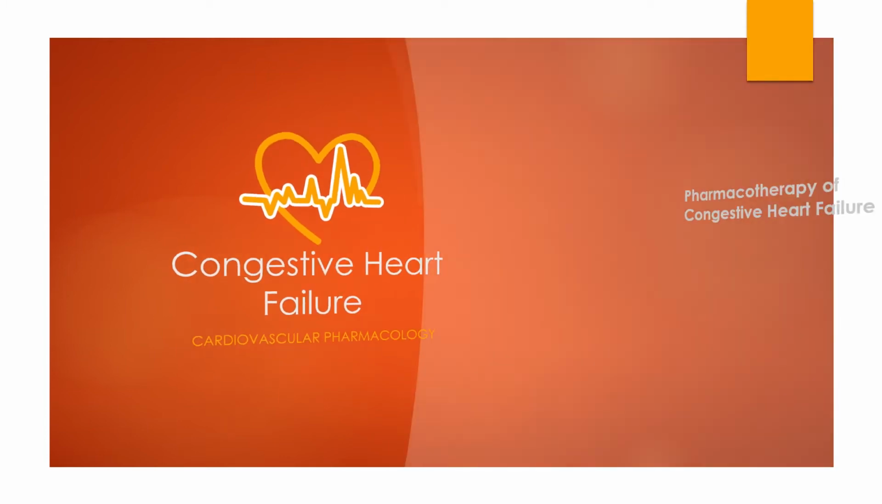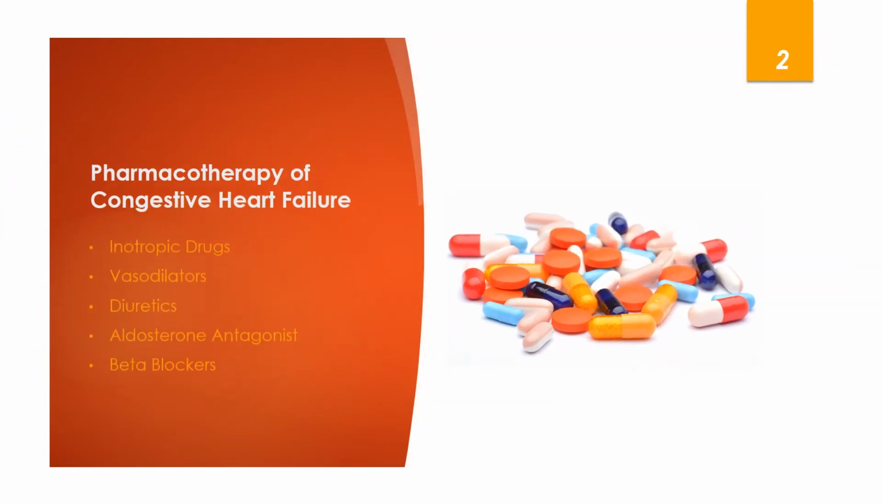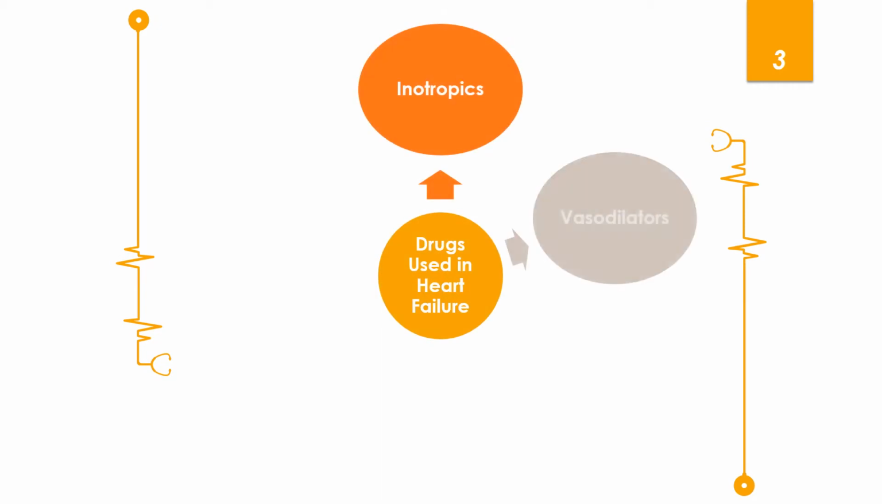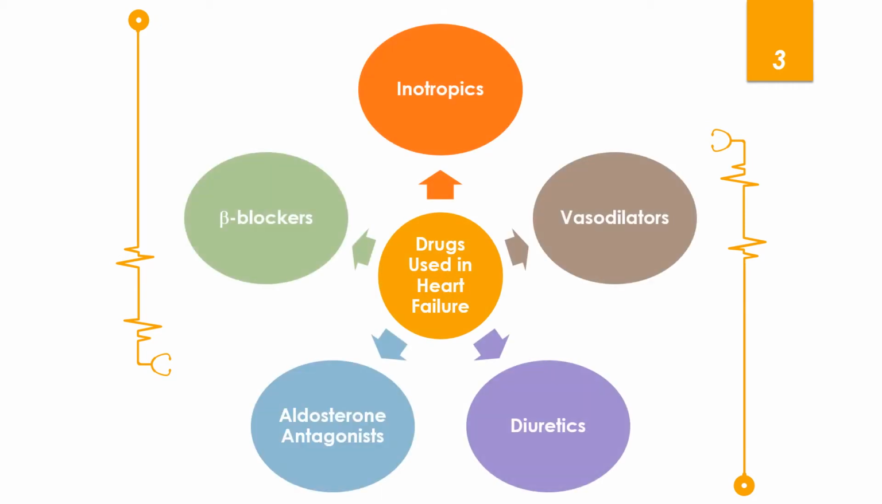Today's topic is the pharmacotherapy of congestive heart failure, which includes inotropic drugs, vasodilators, diuretics, aldosterone antagonists, and beta blockers. Drugs used in heart failure are of five types.